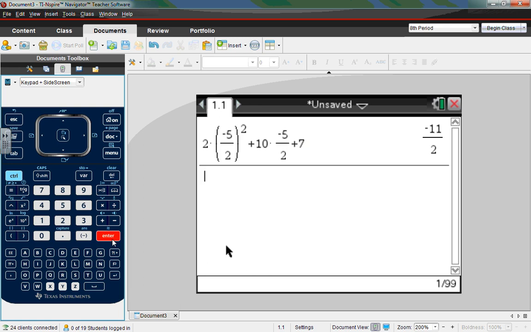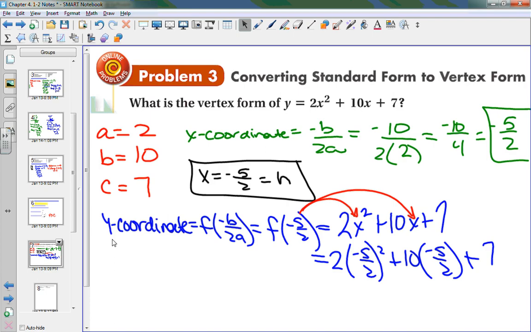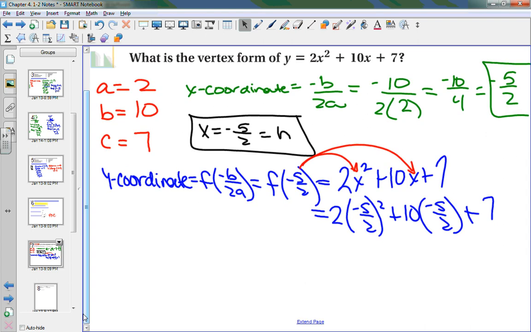And what is my y value? Negative 11 over 2. Should you all be able to get that without using the calculator? Yeah, you should. But how many of you are going to get that? Maybe half of you. So this is going to give you negative 11 over 2. This is your y-coordinate, which is the same thing as k.